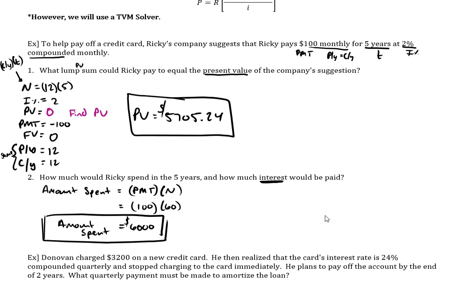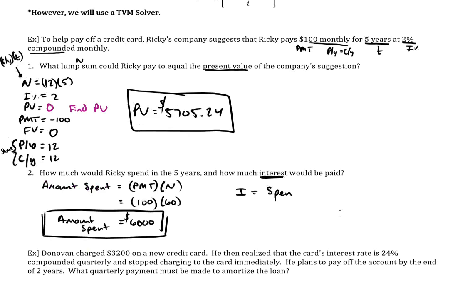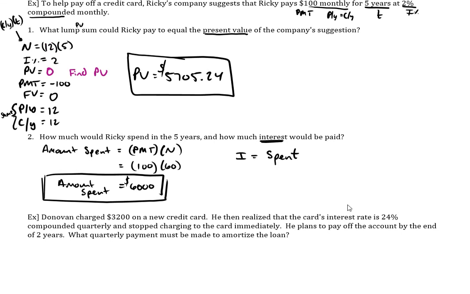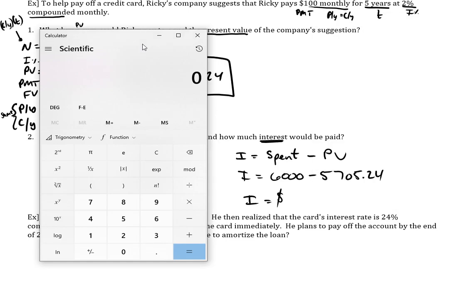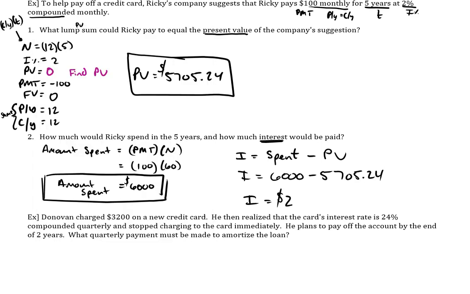And so then we can figure out the interest. The interest is that amount spent, let's just say spent to abbreviate, minus the present value, so minus what could have been paid right away. And so we would have $6,000 minus the $5,705.24. And then from here, we would use a calculator again. So I'm just going to use the most basic one here on the computer. So 6,000 minus $5,705.24 gives us $294.76.